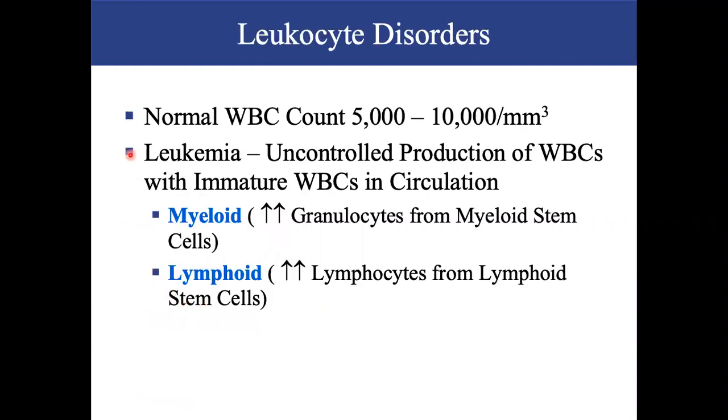All right, so leukemia is uncontrolled white blood cell production. How do we know it's leukemia? Because the immature white blood cells that should stay in the bone marrow get kicked out into circulation, and so you actually see them in circulation. Myeloid leukemia is excessive myeloid stem cell production, so you see a bunch of granulocytes kicked out, like the neutrophils, eosinophils, and basophils, kicked out before they're mature. Lymphoid leukemia would be excessive lymphocytes from lymphoid stem cells, and these don't look normal.